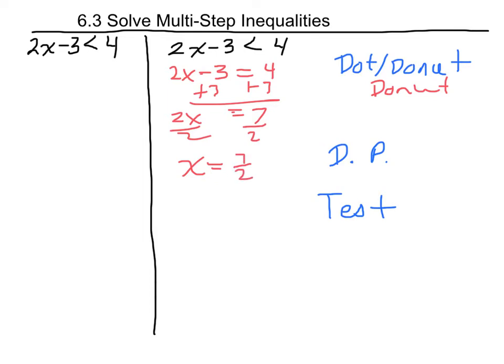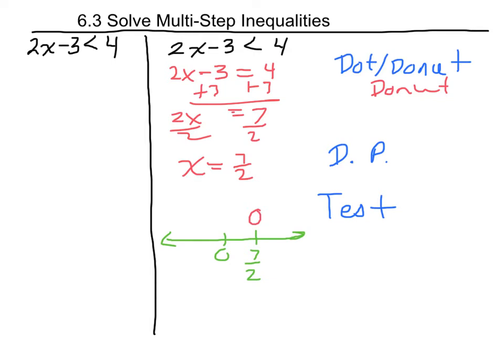And now I need to graph it. So I draw my line again. I don't care about how big my line is. All I care about is where this dividing point is compared to 0. Since this is a positive number, 7 halves, it needs to be to the right of 0. So that's 7 over 2. And what I'm going to put there is a donut, an open circle.